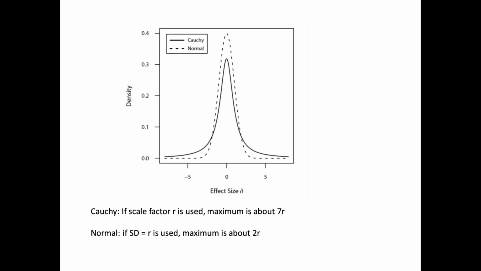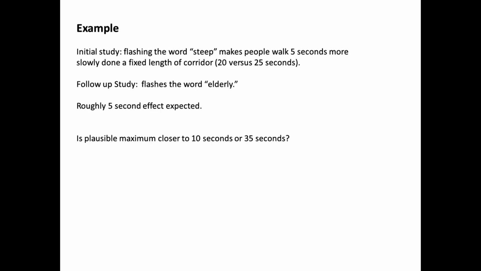So how does that affect things? Well, that's actually something that can be relevant to making a scientific judgment about how to model the situation. So if we go back to this case, where this initial study, I just pulled these numbers out of the air. I hadn't thought about it further when I wrote down the example, but I said there's 20 seconds versus 25 seconds in the initial study, so a 5-second effect. You do something relevantly similar and think 5 seconds is expected.